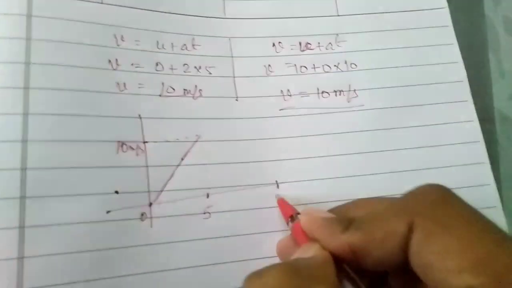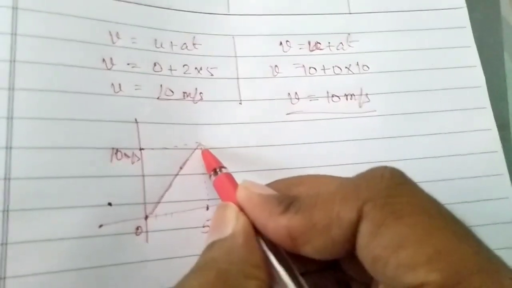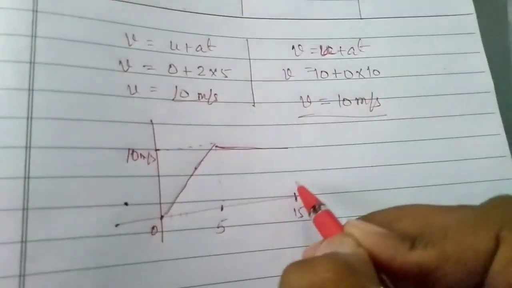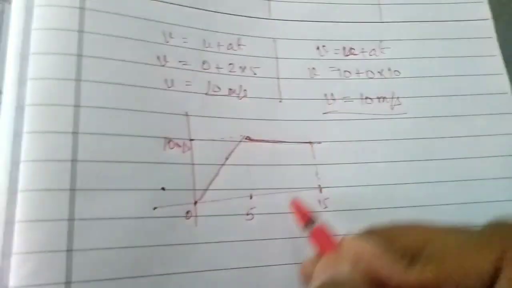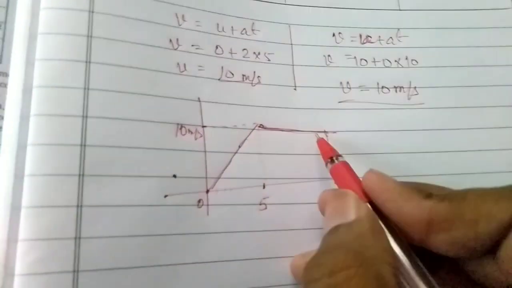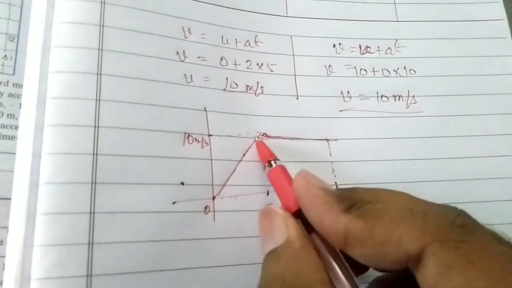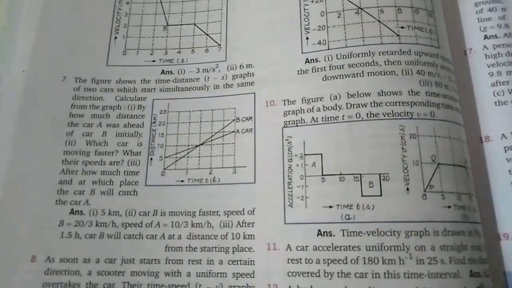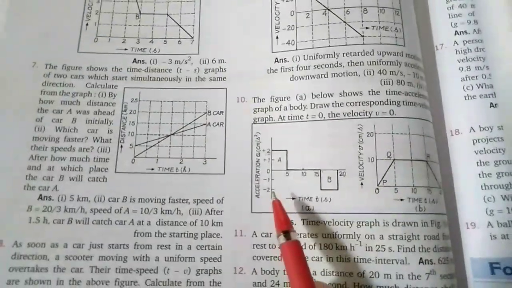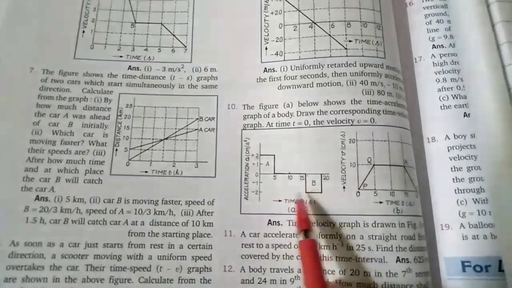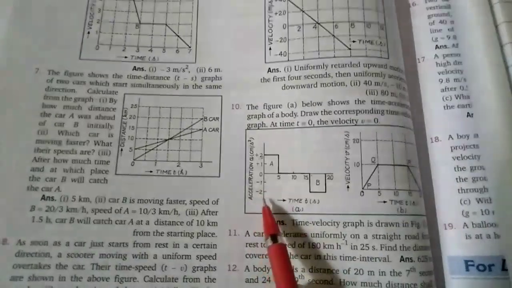Still, from 5 seconds, suppose here it is 15 seconds, during this time there is no increment in velocity. Acceleration is 0. Acceleration is what? The increment in velocity. So during this time from 5 seconds to 15 seconds, no increment in velocity, means 10 meter per second remains constant. Now the next part, from 15 seconds to 20 seconds, you can see the acceleration is minus 2. It means the velocity is decreasing at the rate of 2 meter per second.